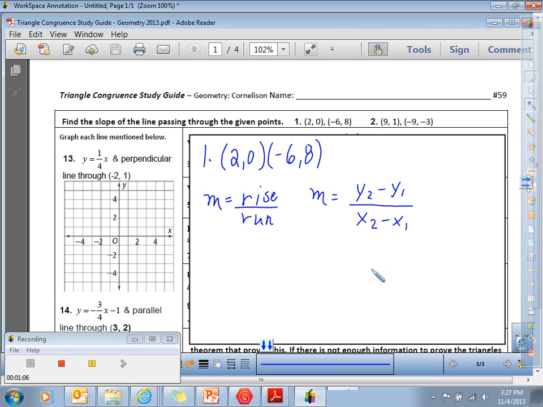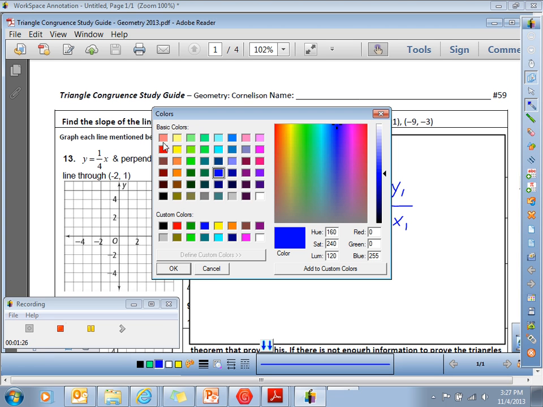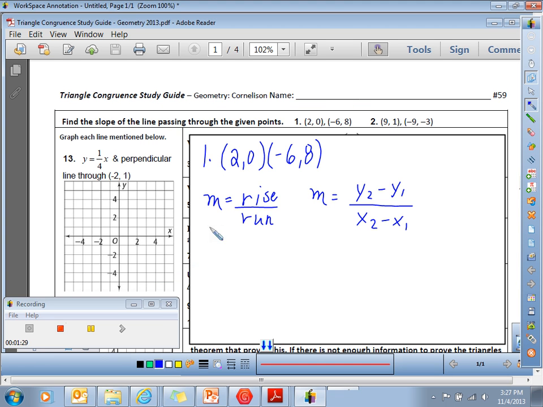Okay, I remember this now. Okay, and so you can label your points if you want to. So let's see, we could do a different color. Red. So I could say this is x1, y1. Because remember, it's an x and a y and an x and a y. x2, y2.